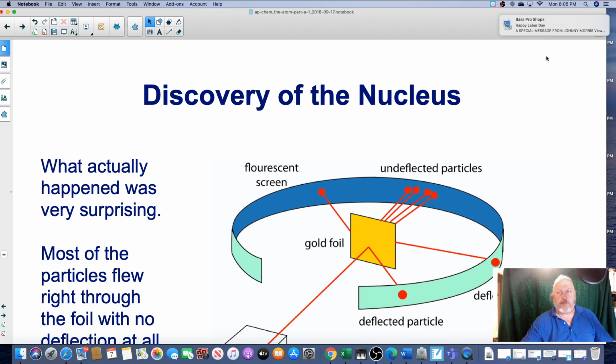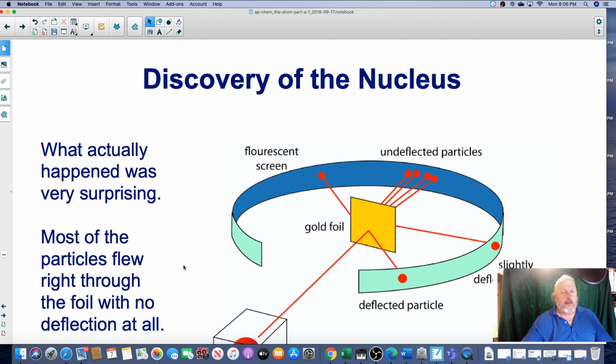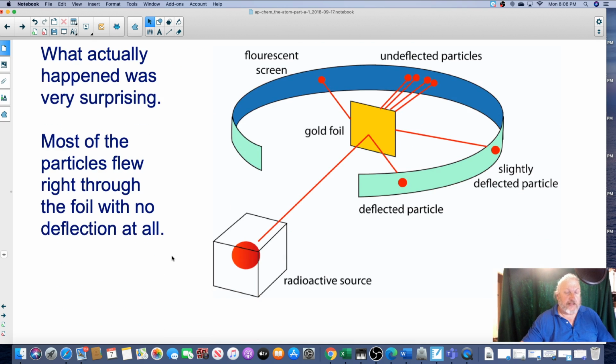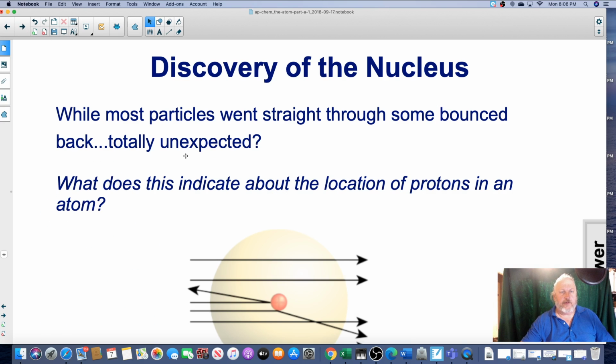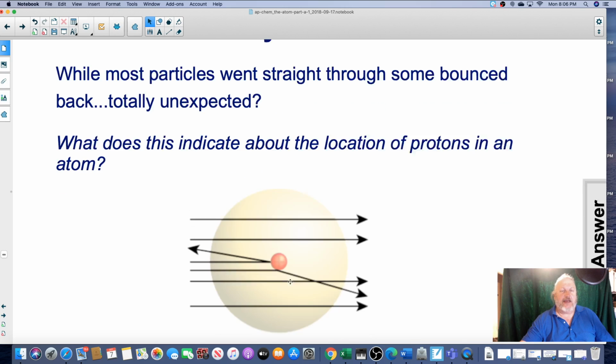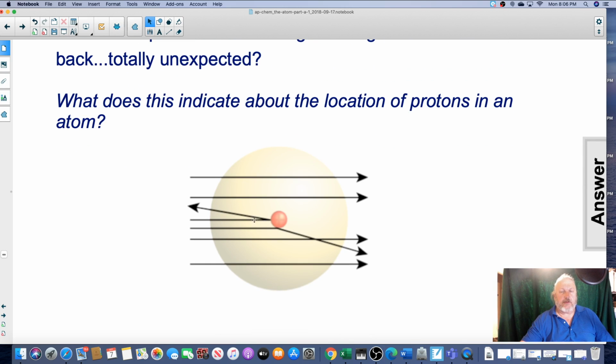This was very surprising to him, right? Some of them did deflect like they expected. Most of them went right through the foil. That's what they expected. But then they noticed that some of them came almost straight back to them. This was totally unexpected. So what this indicated, about the locations, and there's the direction of the alpha particle.